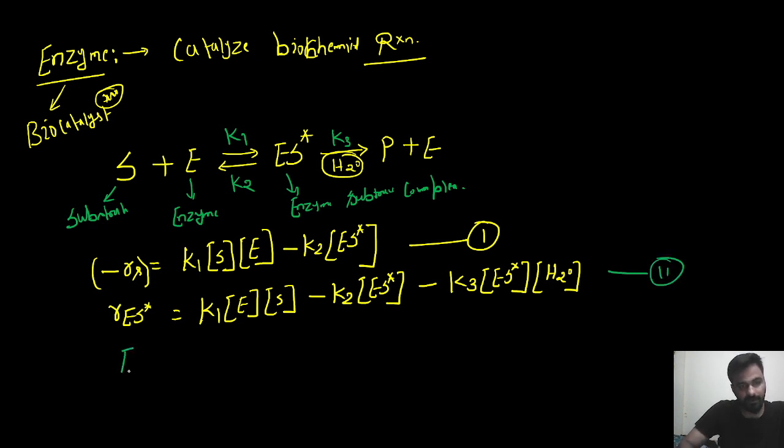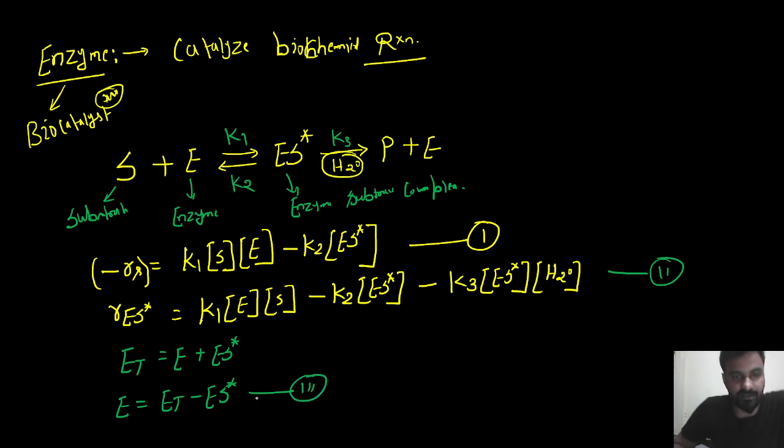And if we talk about total enzyme concentration, that is equal to E plus ES star. So can I write the concentration of E is equal to E total minus ES star? Okay, so I am assuming it is equation three. I think up to this it's very clear to all of you. It's only the basics of chemical reactions that we study in various forms, right, for the various reactions.